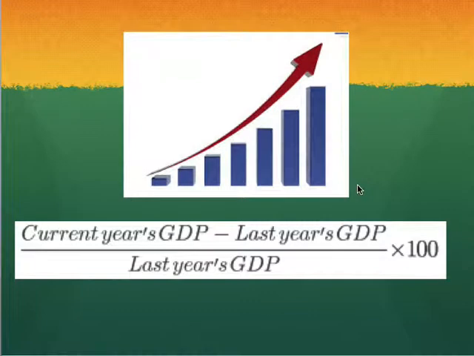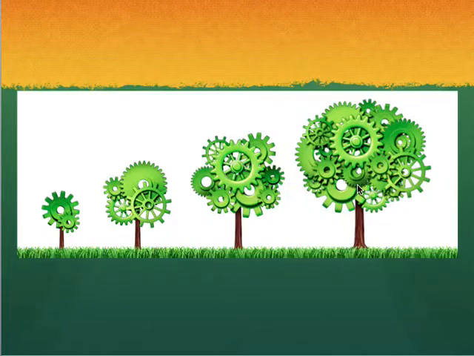GDP growth rate is the percent of change in a nation's GDP between one year and an earlier year. The formula to calculate this is the current year's GDP minus the previous year's GDP over the previous year's GDP times 100. Time for a quick example.